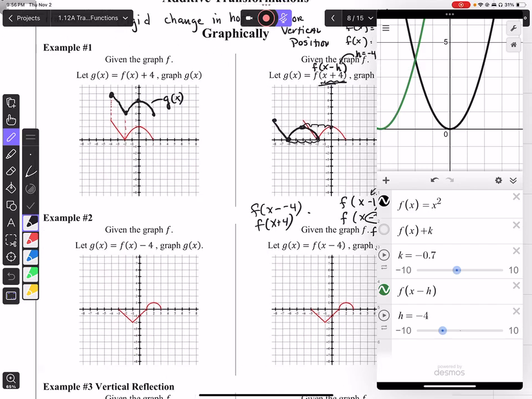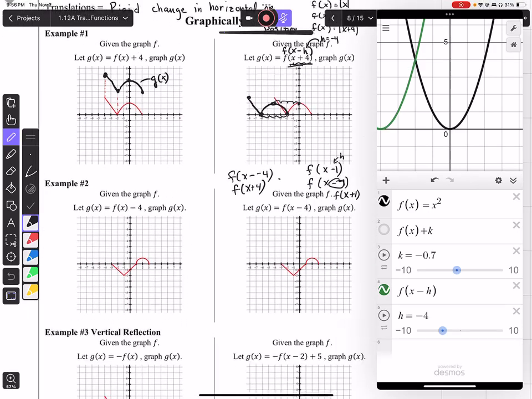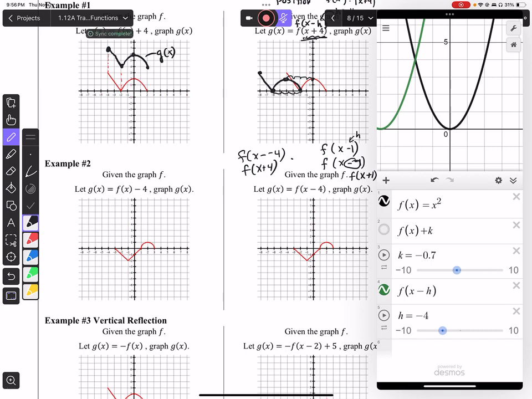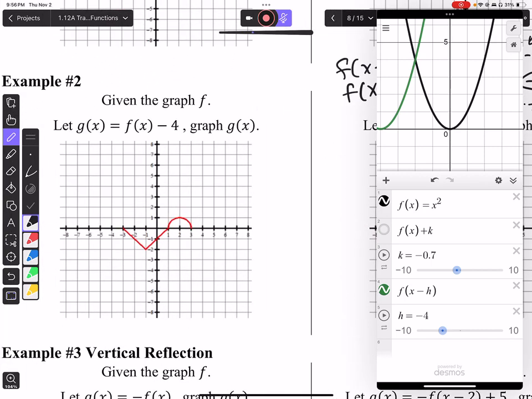Alright, if you want to try these two, you can. I'll pause for a second, just pause the video. And here I go. Let's see here. I've got my original function. It says subtract 4 from it. This is on the outside.